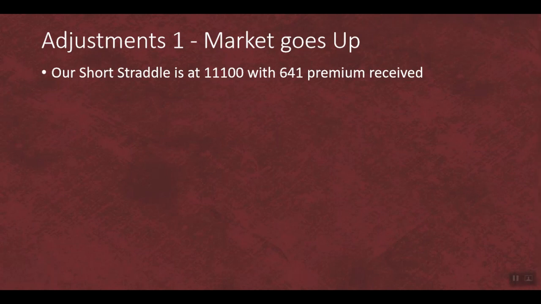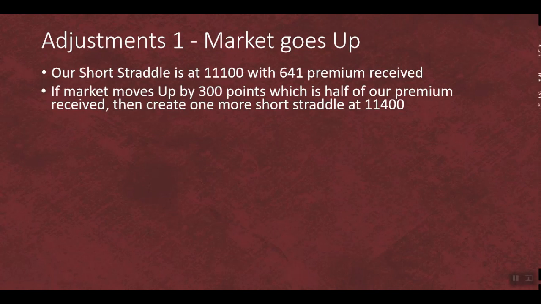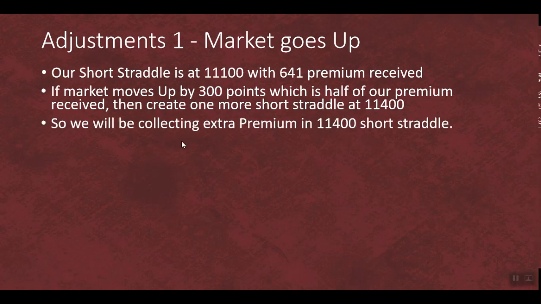Our short straddle is at 11,100 with 641 premium received. If the market moves up by 300 points, which is about half of our premium received, then create one more short straddle. Half of this premium, as a rounded value, is 300. So if Nifty moves on the upside to 11,400, which is 300 points up, we are going to create one more short straddle at the level of 11,400, and we'll be collecting extra premium in the 11,400 short straddle as well.